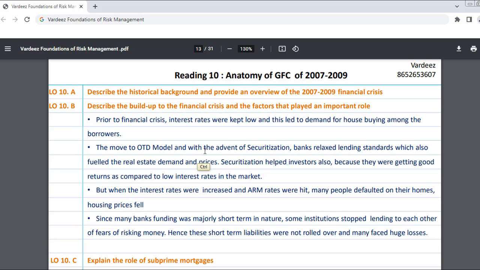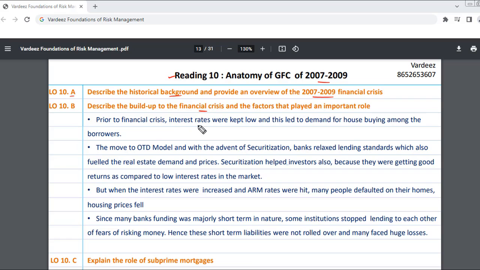Okay, so let's talk about Reading number 10, Anatomy of the Great Financial Crisis of 2007 to 2009. First learning objective, and second, describe the historical background and provide an overview of the financial crisis. Describe the build up to the financial crisis and factors that played an important role. Alright, let's just look at it.